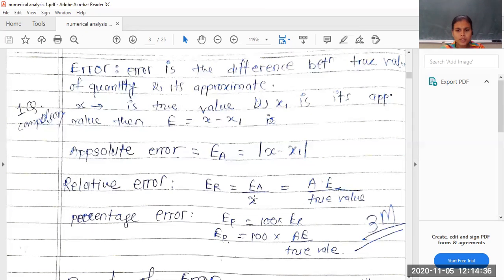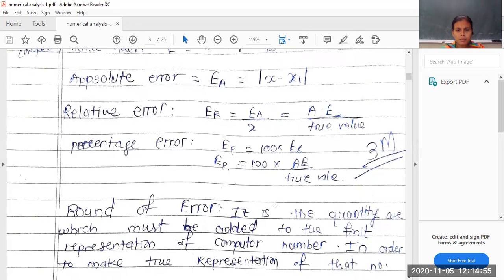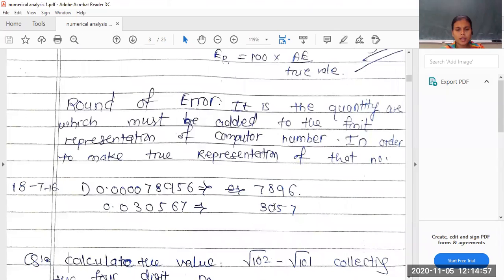What is a relative error? We relate the error with our true value. Whatever absolute error we get, we divide it by the true value, so we get the relative error, that is, how much error exists with respect to our true value. Next we have seen percentage error. You just have to multiply by 100, and you can find the percentage of error which exists in our number.